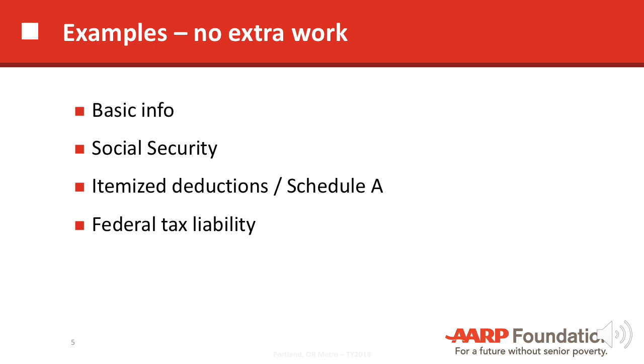Now you've completed the interview. Let's recall that some items require no additional work. These are the ones that TaxSlayer will do for you automatically. Things like the taxpayer's basic information, the subtraction of any taxable Social Security benefits at the federal level, bringing forward any Schedule A items for the itemization of deductions, as well as any federal tax liability. These should all happen automatically behind the scenes. Let's review how the Oregon return will look before any efforts required from the volunteer.